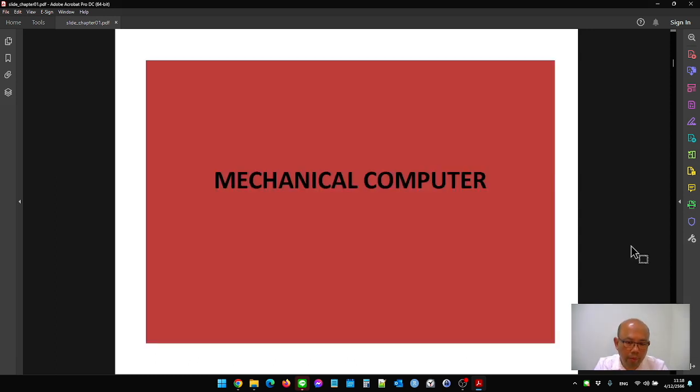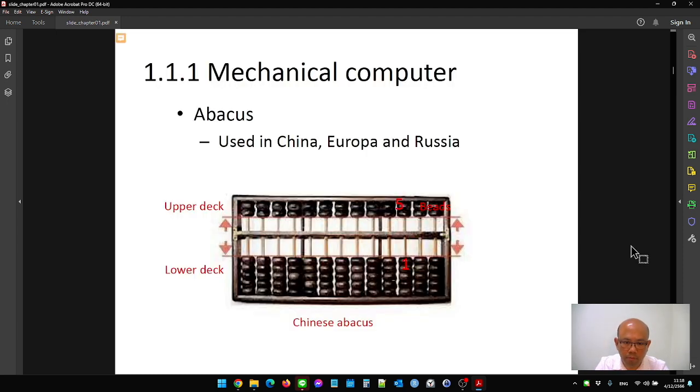Now we are going to talk about the mechanical computers. The first mechanical computer appeared 5,000 years ago, when researchers found the abacus. Here in this picture is an abacus. They found it in China, Europe, and Russia. The abacus has lower decks that represent 1 for each bead, and upper decks that represent 5 for each bead.